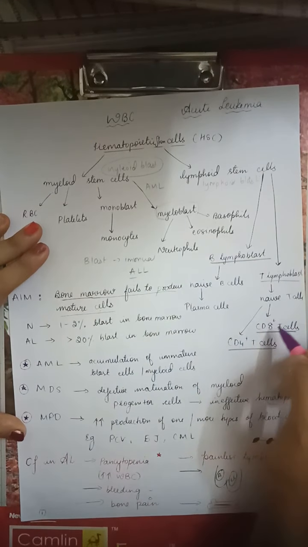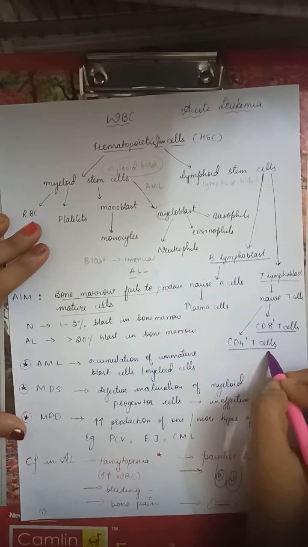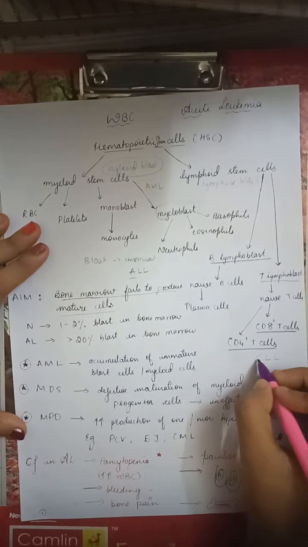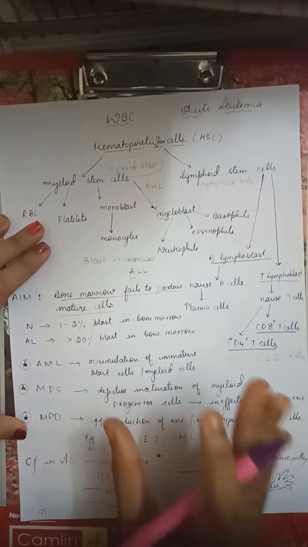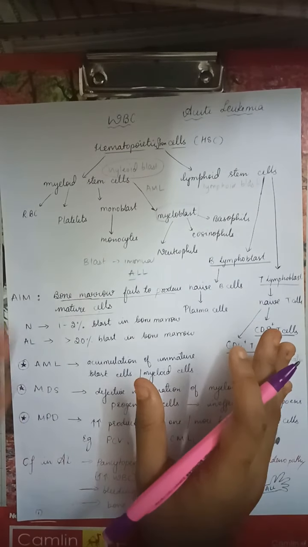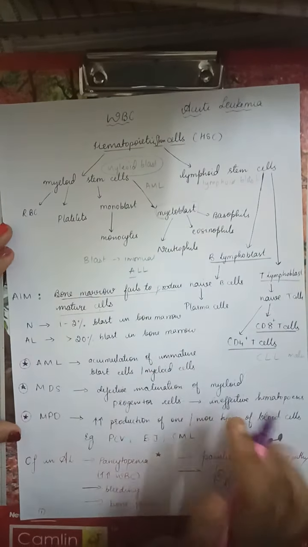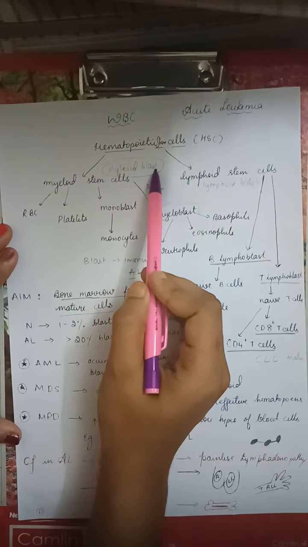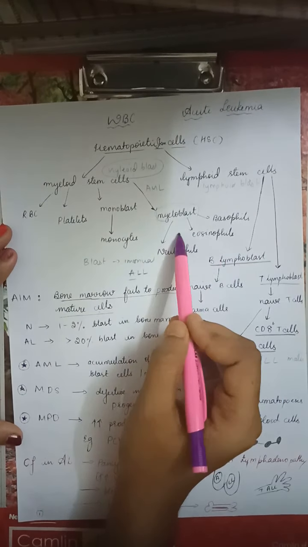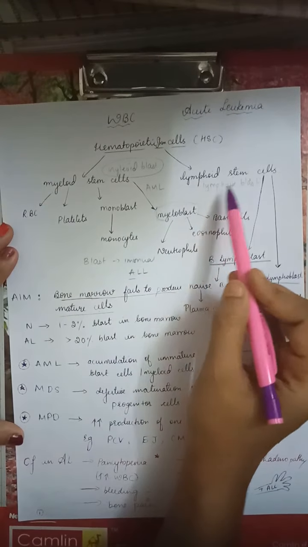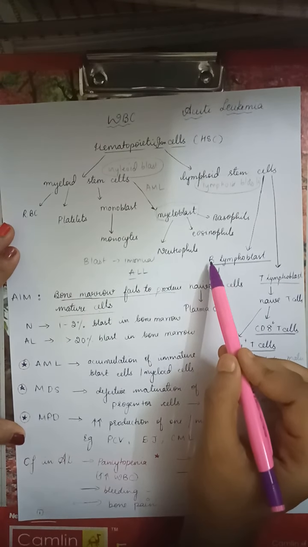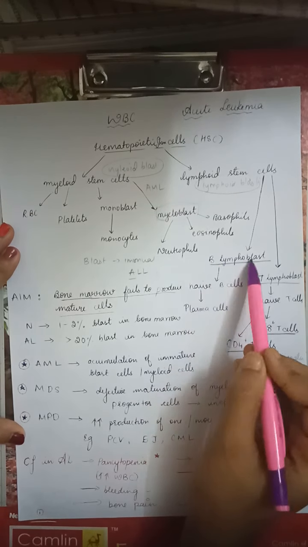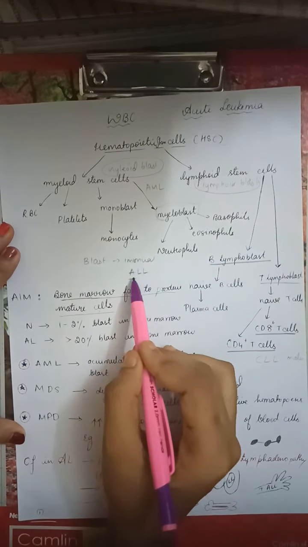Now if there is increased formation of T lymphocytes, then it is called CLL, chronic lymphocytic leukemia. It is mature cells. So the basic difference between acute and chronic is nothing but mature and immature cells. So once again, quick revision: if there is a defect in myeloblast cells, there is increased proliferation of all these immature cells. If there is a defect in lymphoblast, then there is increased proliferation of immature B lymphoblast and T lymphoblast, which is called ALL.